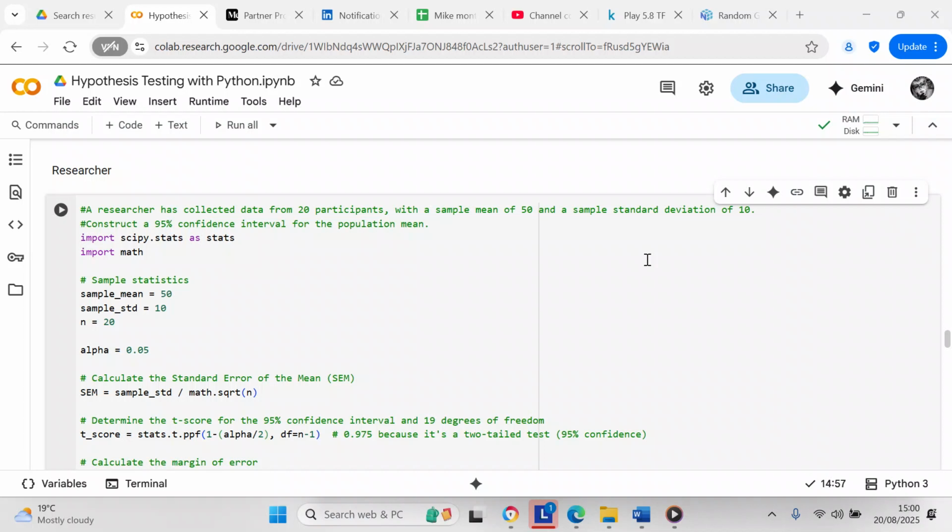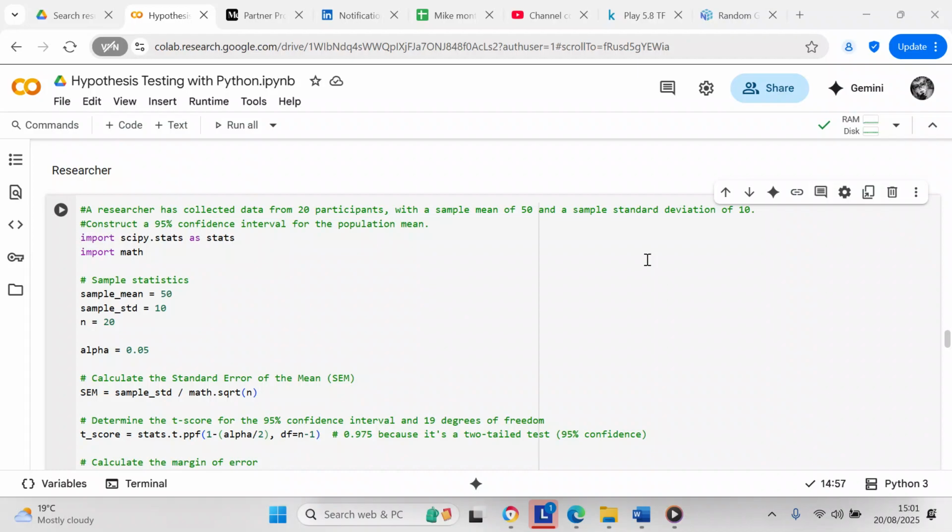In this particular video, we're going to be doing a test with a research, and we're going to be using the t-distribution to do it. The t-distribution is very similar to a normal distribution, with the exception that the t-distribution has thicker tails than a normal distribution. So the question that we're going to answer is: a researcher has collected data from 20 participants with a sample mean of 50 and a sample standard deviation of 10. Construct a 95% confidence interval for the population mean.